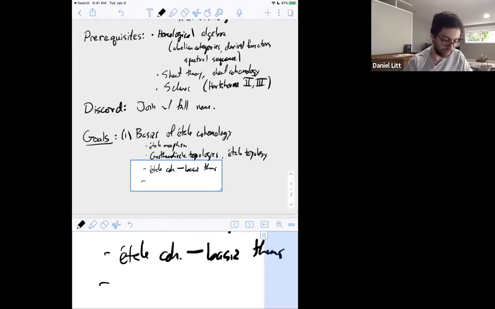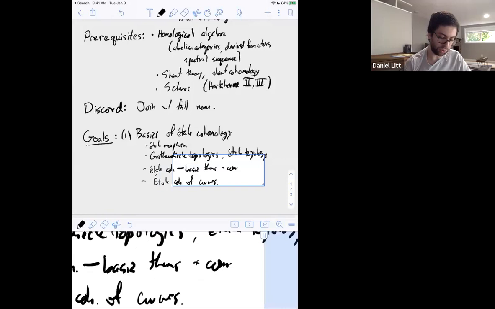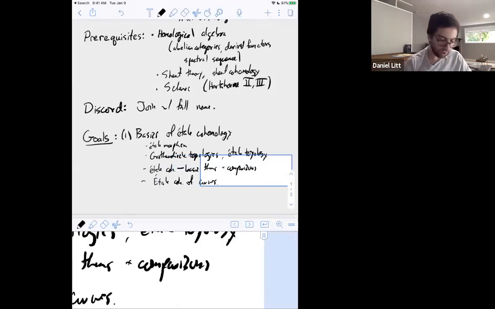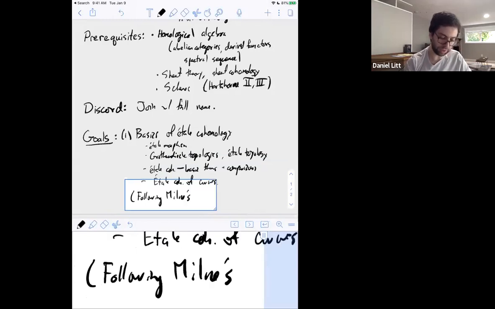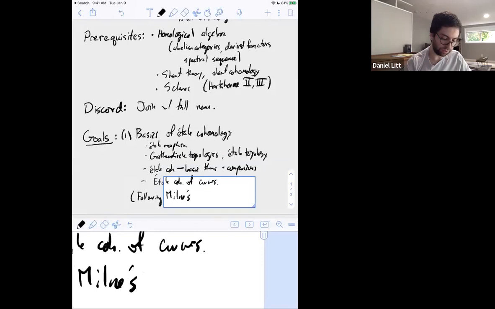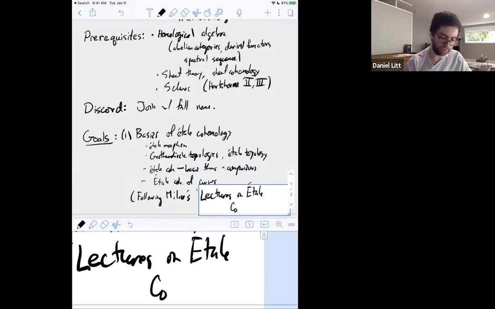We'll also be computing it in some cases. We have to know some things. So the main computation in this course will be Etale cohomology of curves, which is surprisingly non-trivial. And then there will be some comparison theorems to usual singular cohomology. Okay, so that'll be the first half of the course, and this will more or less follow Milne. So Milne has 2 books on Etale cohomology, and we're going to be loosely following Lectures on Etale Cohomology. He also has a book that's just called Etale Cohomology, which covers a lot more, and it's very good.